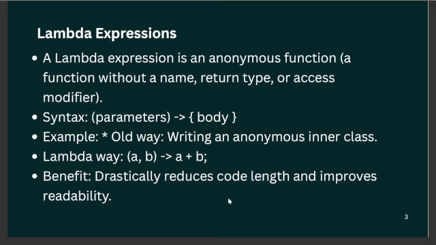Now comes one of the most exciting features, which is the lambda expression. A lambda expression is basically an anonymous function, a function without a name, return type or access modifier. The syntax of a lambda expression is parameters, arrow, and the body part in curly braces. So this is how we create a lambda expression and how we solve tasks using it.